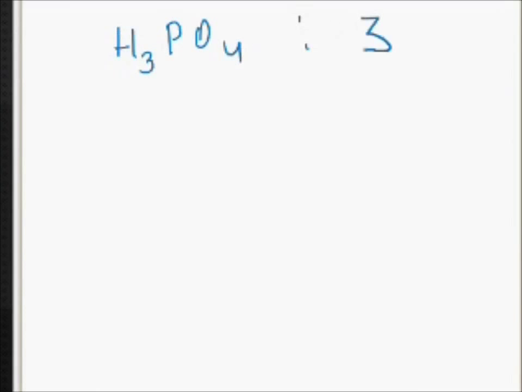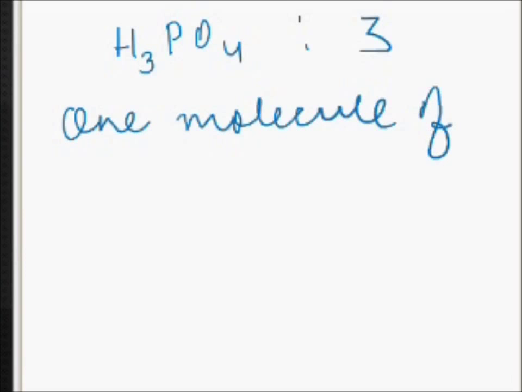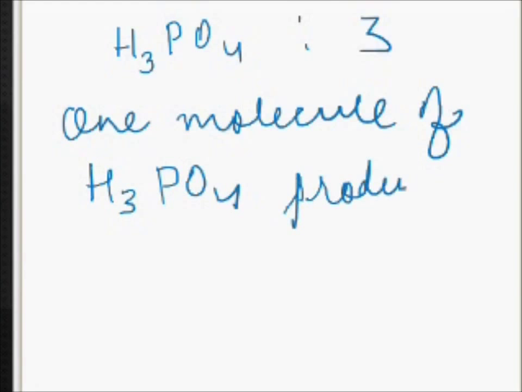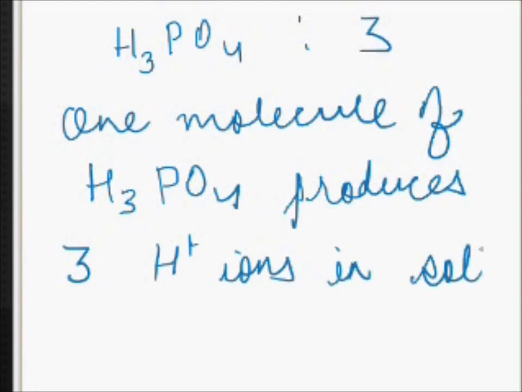The basicity of phosphoric acid, H3PO4, is 3. Why is it 3? Since one molecule of H3PO4 produces 3 H+ ions in solution. So the basicity of phosphoric acid is 3.